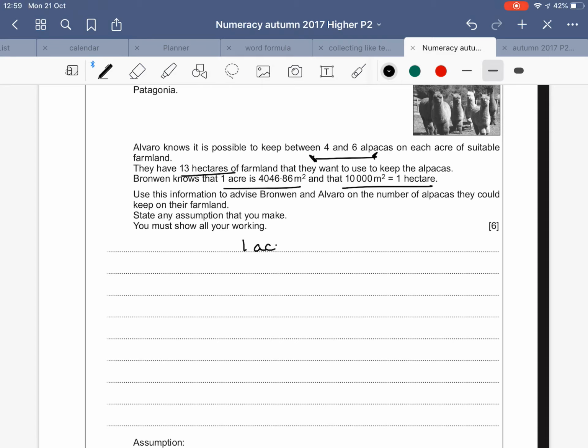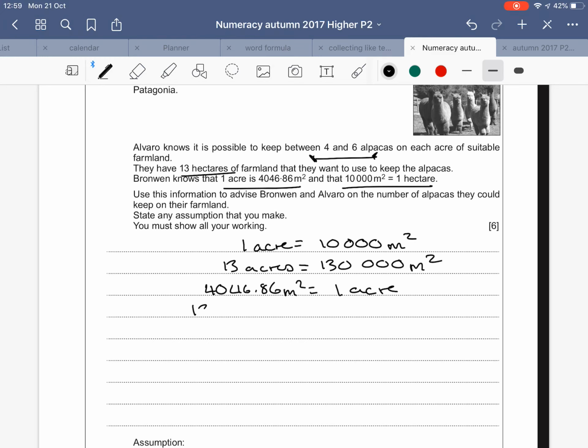That's your assumption, basically. So we want to convert the hectares into acres. So if we know 1 hectare is 10,000 meters squared, we want 13 hectares, so that would be 130,000 meters squared. Then we know that 4046.86 meters squared is 1 acre. We want 130,000 meters squared, so we basically can just divide them, and we get 32.12 acres. So they have 32.12 acres.